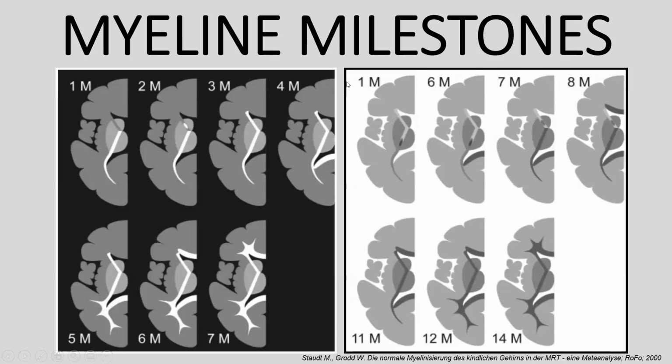I do not know myelin milestones by heart. I know the tendencies. I know that it goes from bottom to top, from back to front, from the central part of the brain to the periphery of the brain. But there are some nice articles out there that summarize them and give you some easy to use schemes and diagrams to estimate if what you see on MRI images is normal for the age of the patient or not.